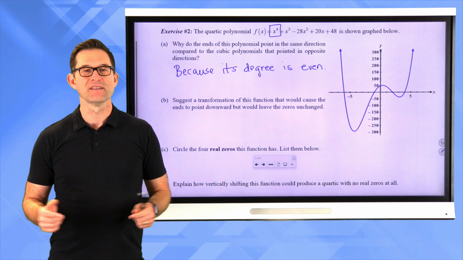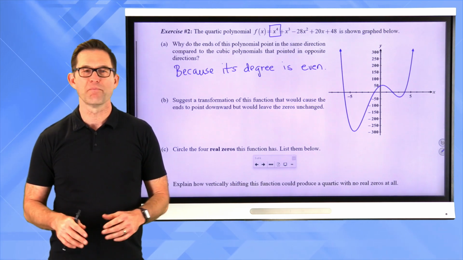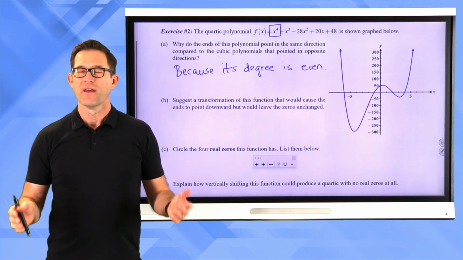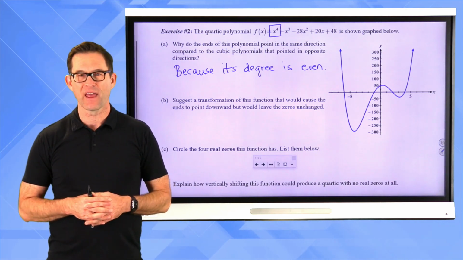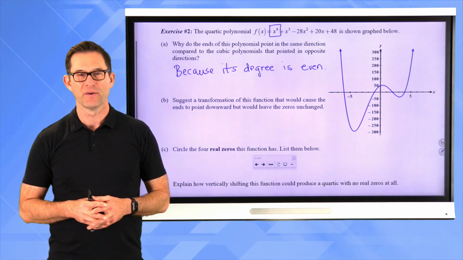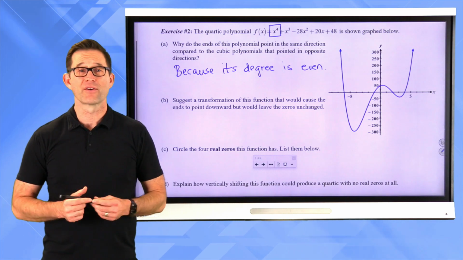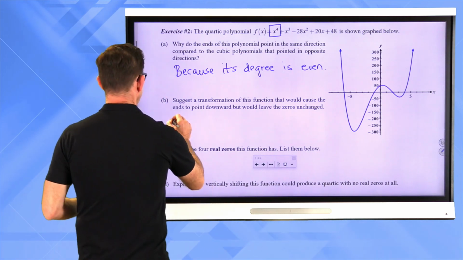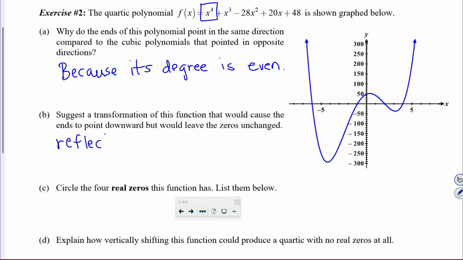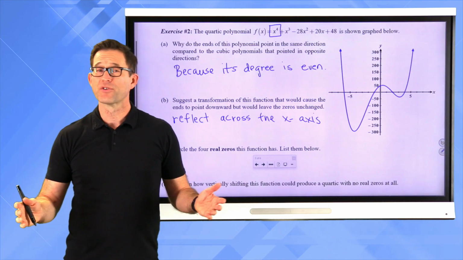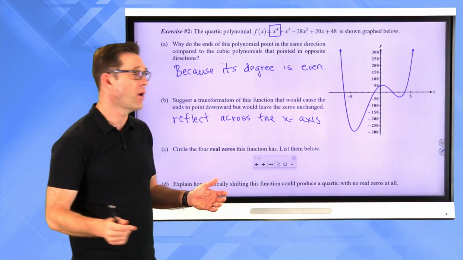All right, this is easy enough. What would you do to get this thing to look basically identical, have exactly the same zeros, but have the ends point down instead of up? Pause the video now. Well, I'd reflect it across the x-axis. And of course, how would you reflect across the x-axis? Well, you'd multiply the whole function by -1.